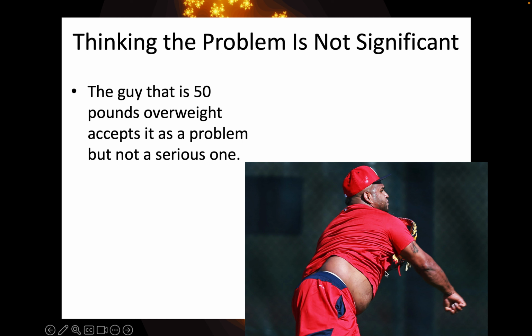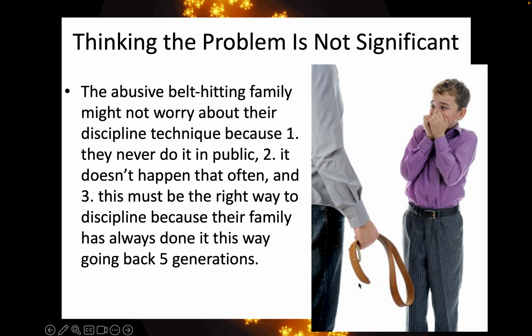So he was a bit overweight when he played for the Red Sox. Anyway, the abusive belt-hitting family might not worry about their discipline technique because 1, they never do it in public, 2, it doesn't happen that often, and 3, this must be the right way to discipline because their family has always done it this way going back 5 generations.